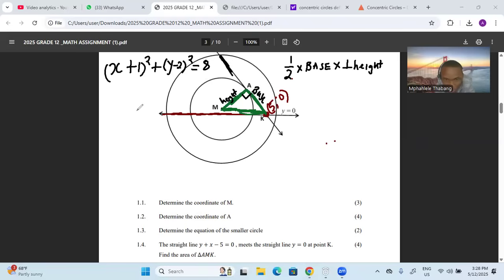Okay, which means that if you look at the value on the right-hand side, this positive 8, this is on the right side. This is on the left side of the equal sign.